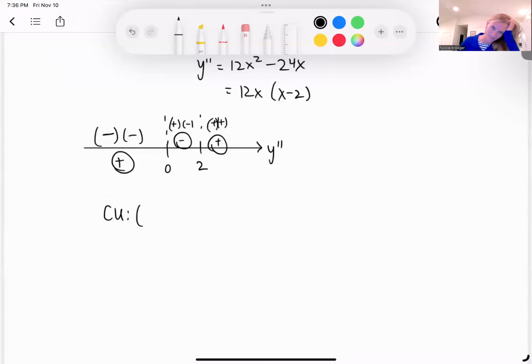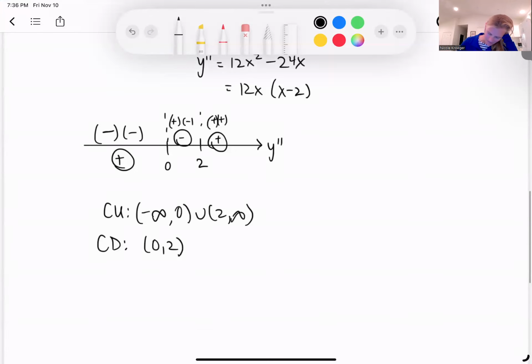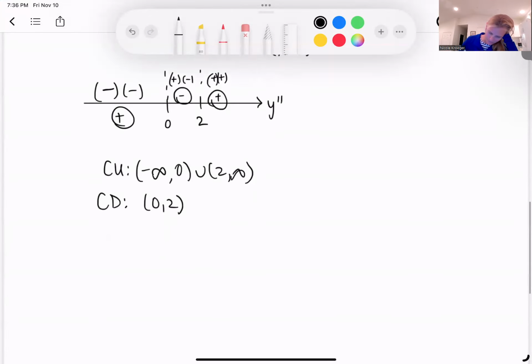So this will be concave up when the second derivative is positive, so negative infinity to 0 and 2 to infinity. And then my function is concave down, which I abbreviate by CD, where the second derivative is negative, so from 0 to 2. We notice that the sign changes. It goes from positive to negative and then from negative to positive at both 2 and 0. So our inflection points are both at x equals 0 and at x equals 2.